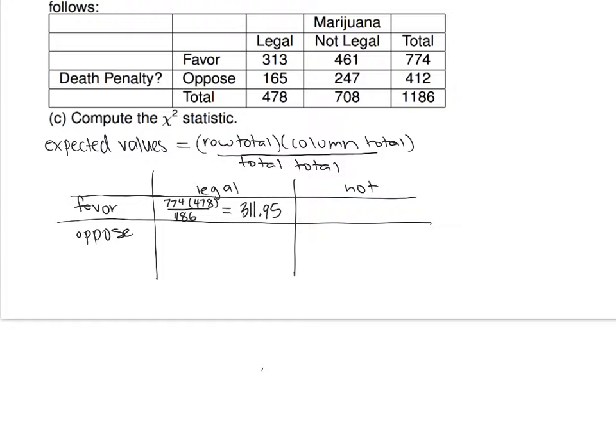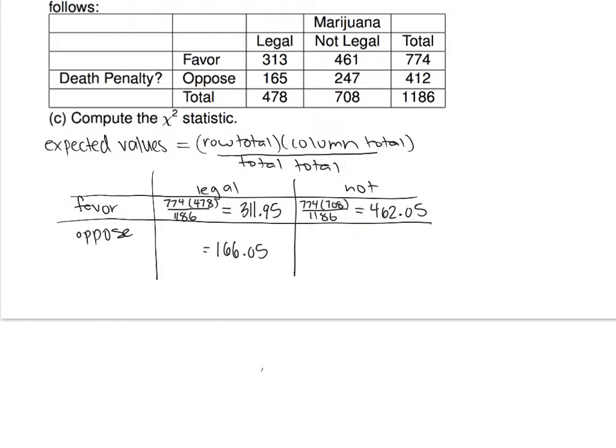How about the next one? What's your row total? 774. Column? 708. Yep. Over? 1186. Yep. And that is 462.05. Do you get the idea? Okay, the next one, just to save us some time, is 166.05. What would they be anyway? It's not that it takes that long.